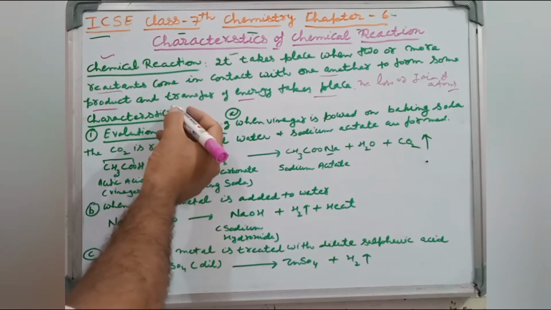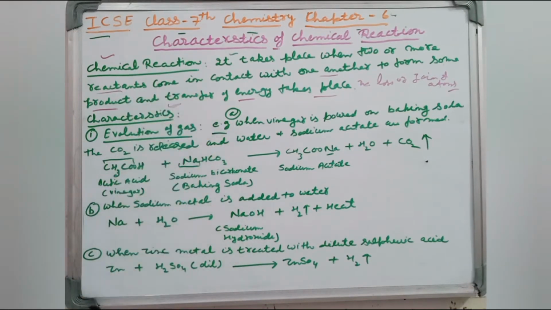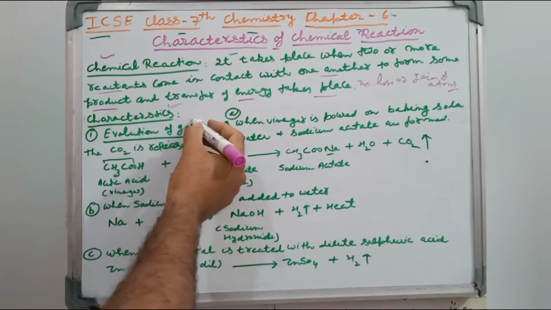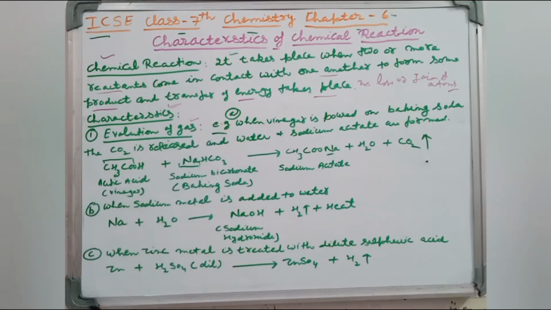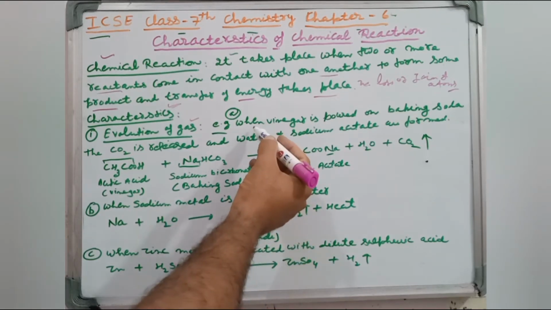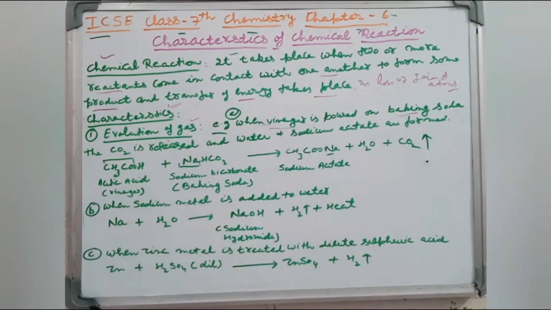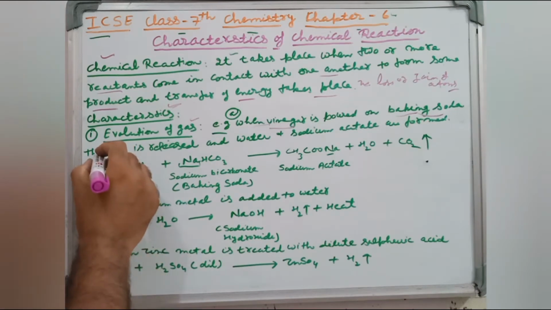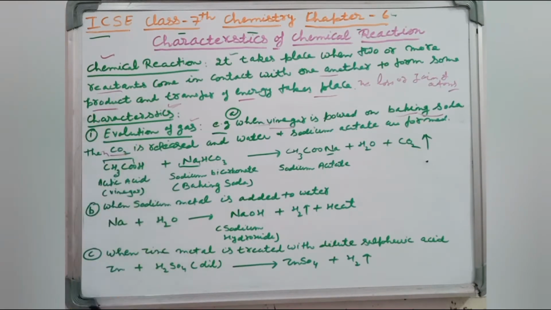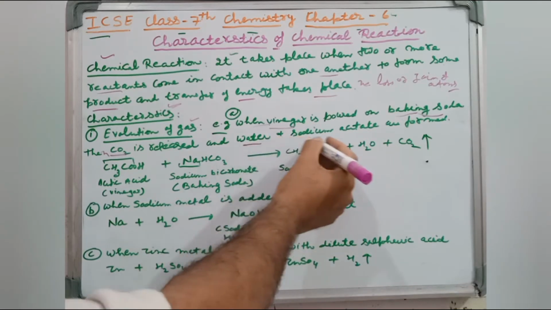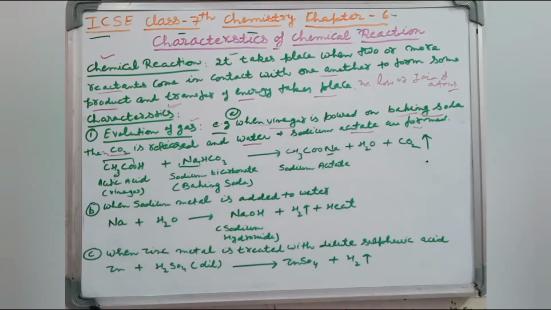Now, characteristics of a chemical reaction. First of all, there will be evolution or release of gas. For example, we take some example from our everyday science. When vinegar is poured on baking soda, vinegar, as you know, right, सिरका, then carbon dioxide, CO2 is released, and water and sodium acetate are formed, right?